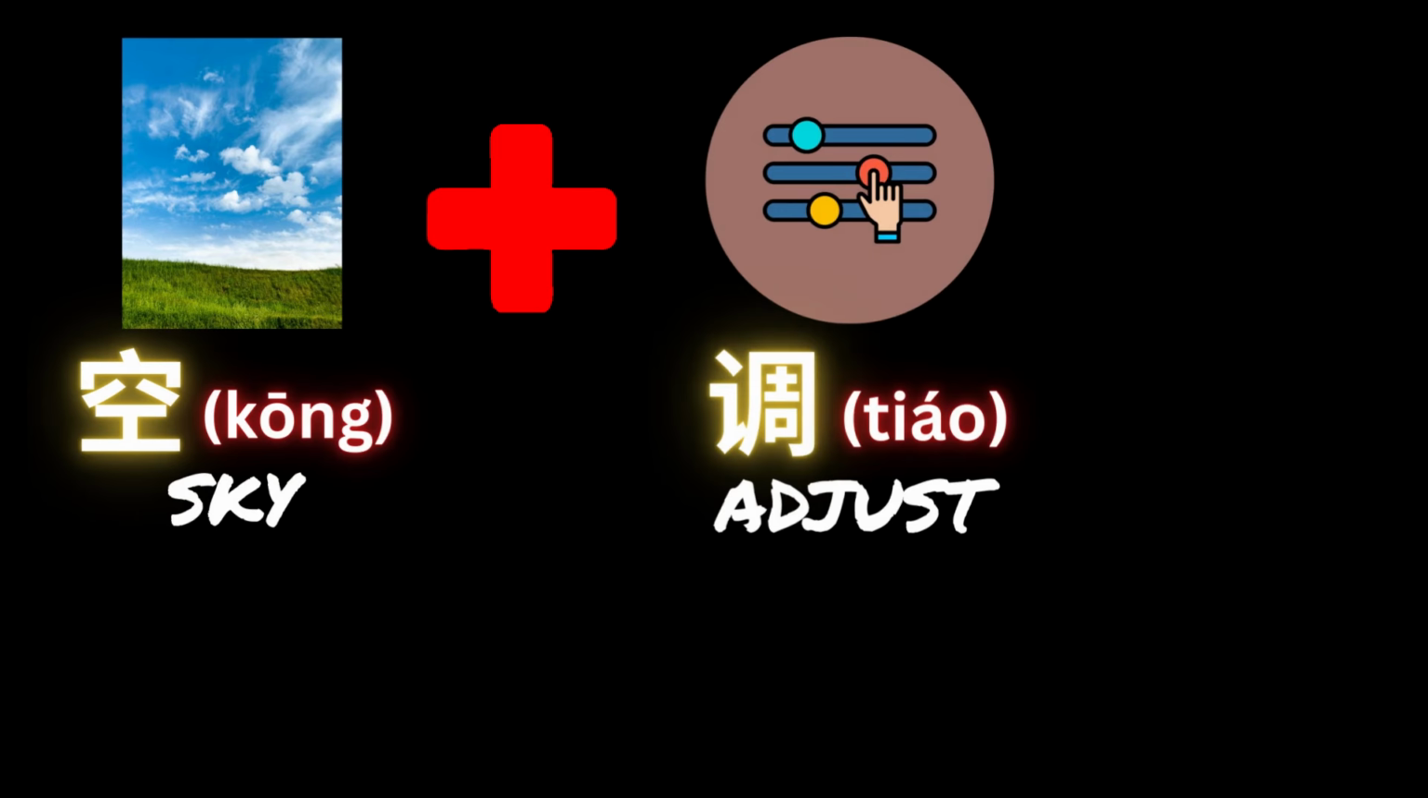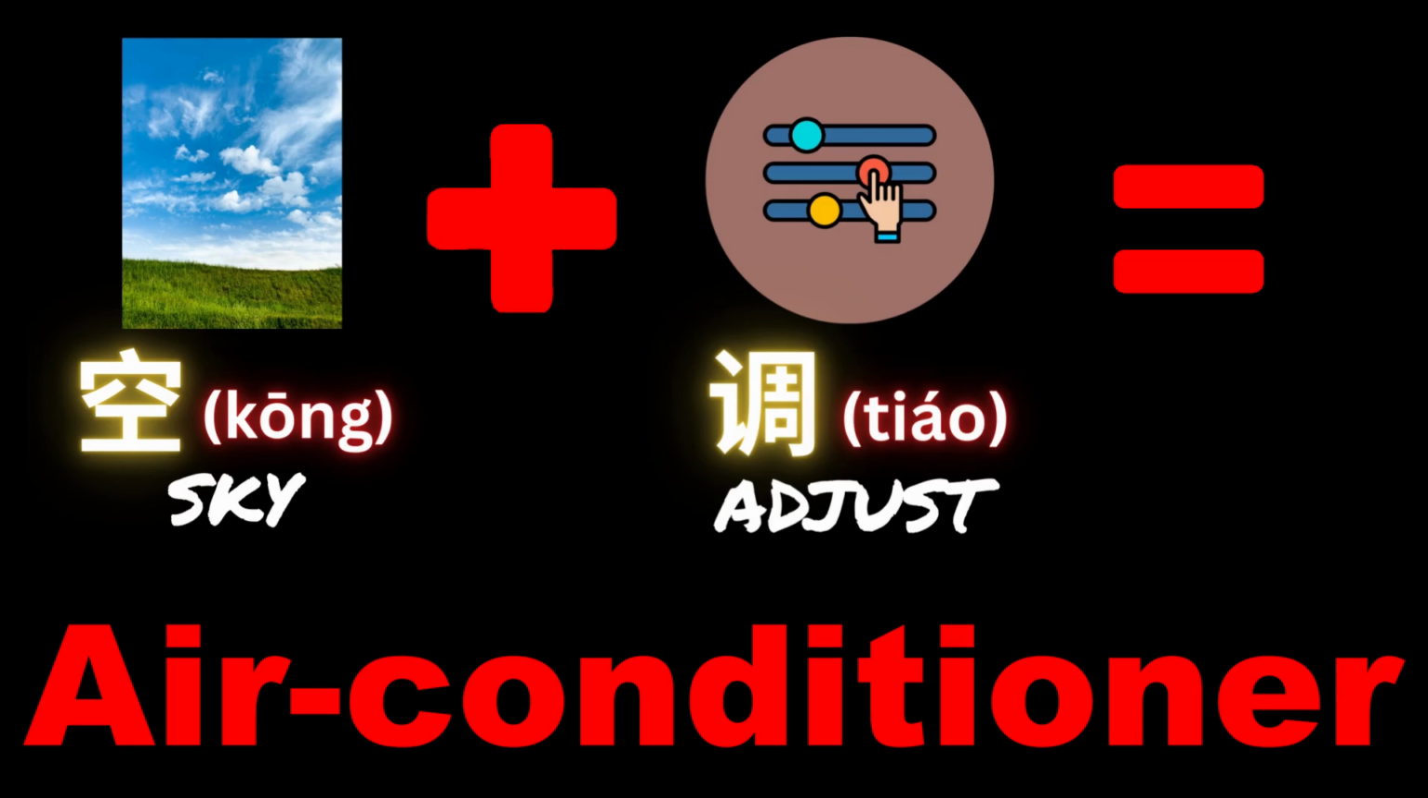Here's a fun one that you'll like. What would kong, which means sky, and tiao, which means adjust, be? Sky adjust. Or think about it like this, sky adjuster. Any ideas? Well, 空调 means air conditioner in English. And that is logical because when you use an air conditioner, you are kind of adjusting the sky in a sense.